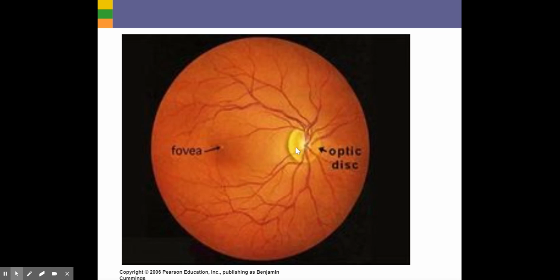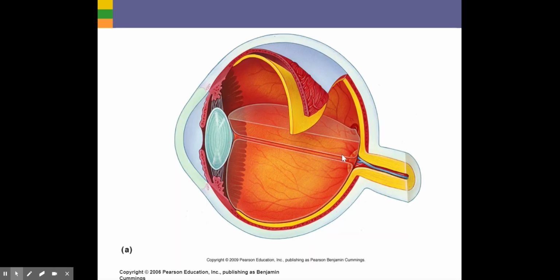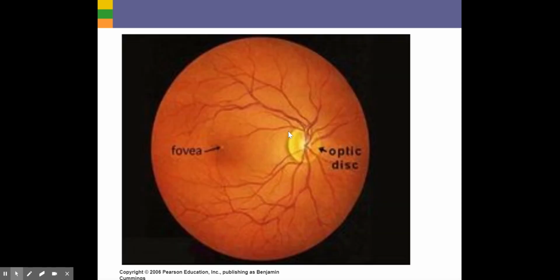They want to be able to see pretty plainly the fovea centralis, and they also want to be able to see this little portion here called the optic disc. If I go back, your optic disc is this little portion right back here at the back of the eye where the different portions of the retina actually meet. It's also referred to as your blind spot. You can't see anything in that little area.